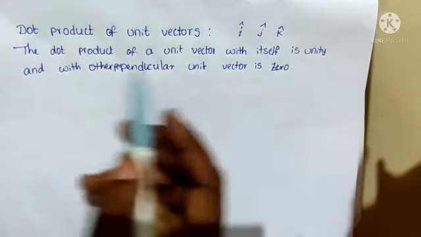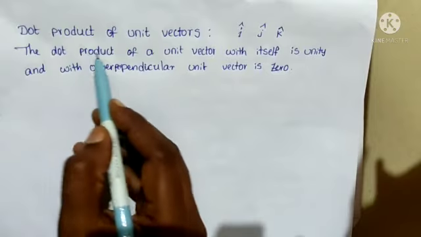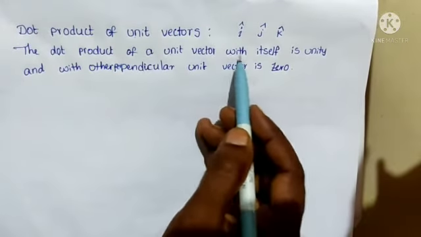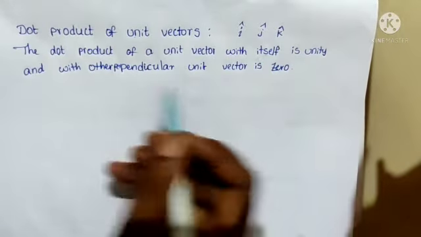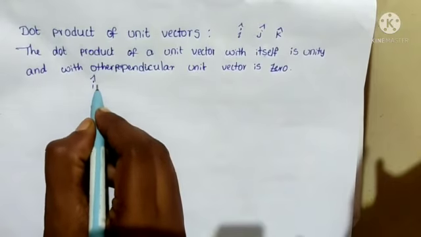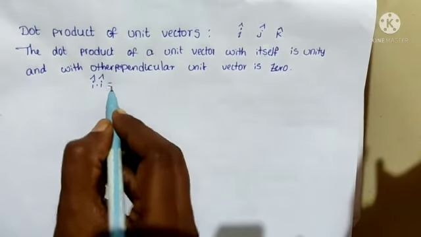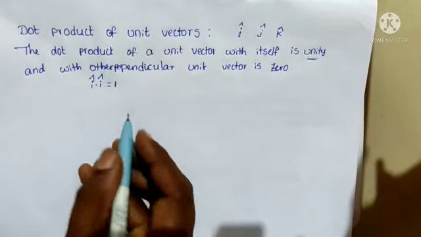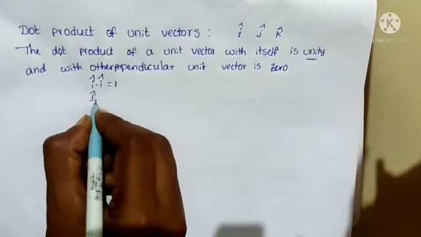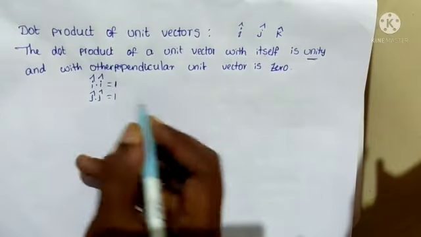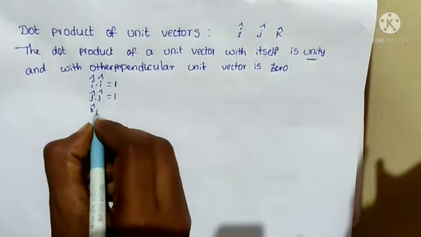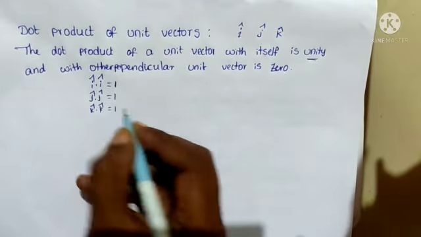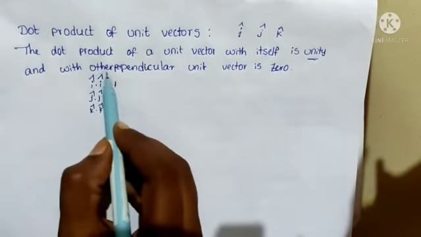Now see the dot product of vectors. The dot product of a unit vector with itself is unity. That means i cap dot i cap, with itself, is unity, i into i is 1. Like that, j cap dot j cap equals 1. So when it is a product with the same vector, it gives the answer unity.